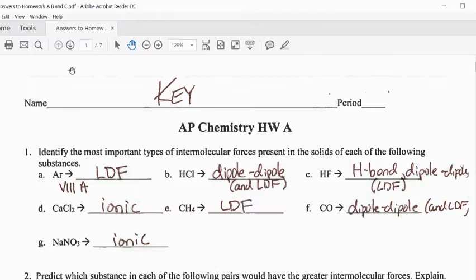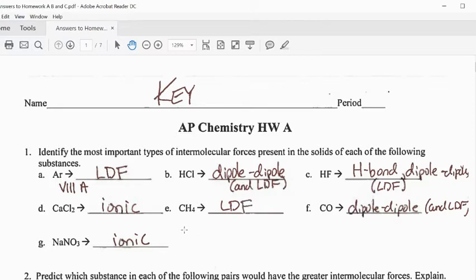And so let's make this clear. We have a solid argon, argon, argon, or we have a solid hydrochloric acid, hydrochloric acid, or we have solid CH4, CH4. It's that compound repeated a million times, and what's holding it together? So argon is nonpolar, and a nonpolar atom just has to be London dispersion forces.